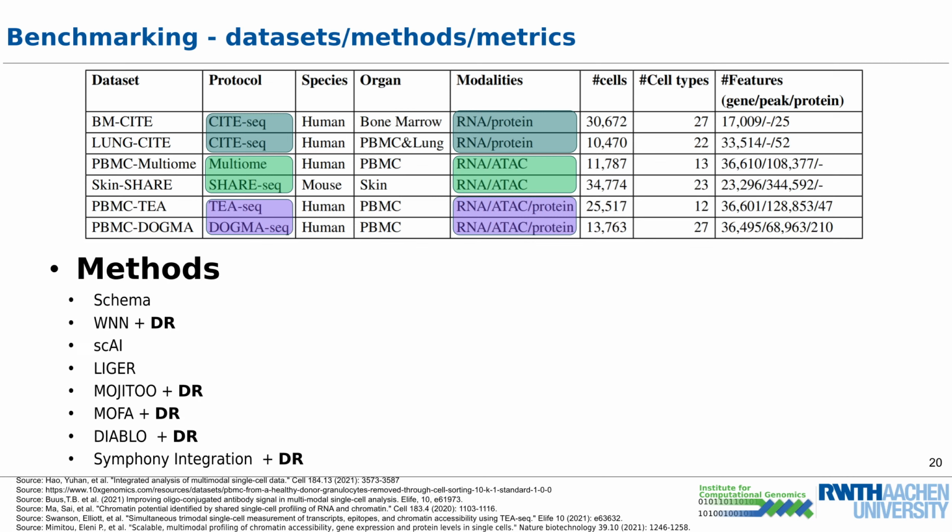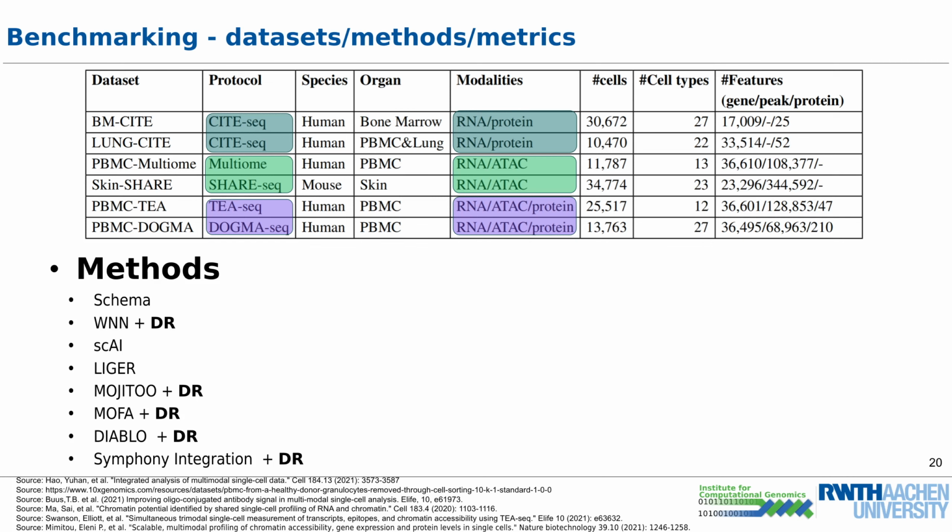We compare MOJITOO with 7 methods: Schema, WNN, SCAI, Liger, MOFA, Diablo, and Symphony integration. To note some inputs of these methods, we use dimension reduction to speed up the running without reducing the performance of the method. For Schema, SCAI, and Liger, they use their own strategies, so we didn't change their inputs.